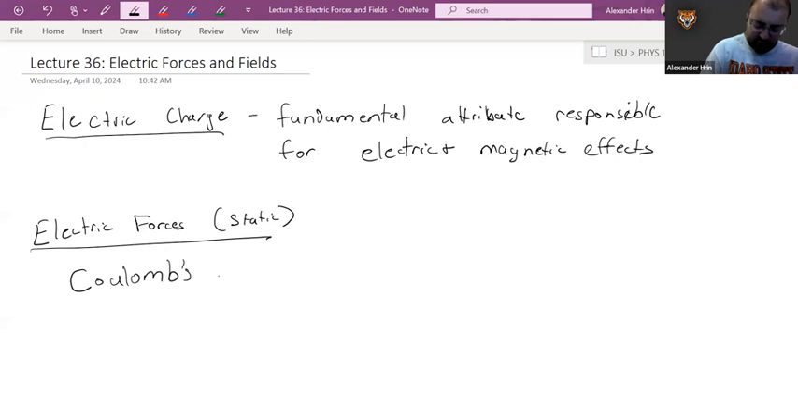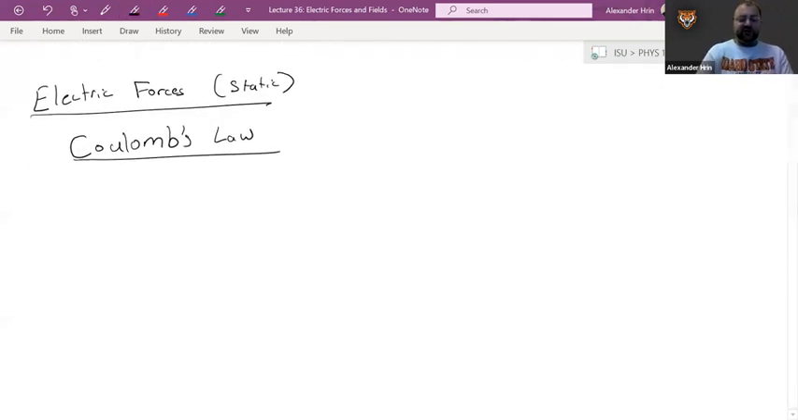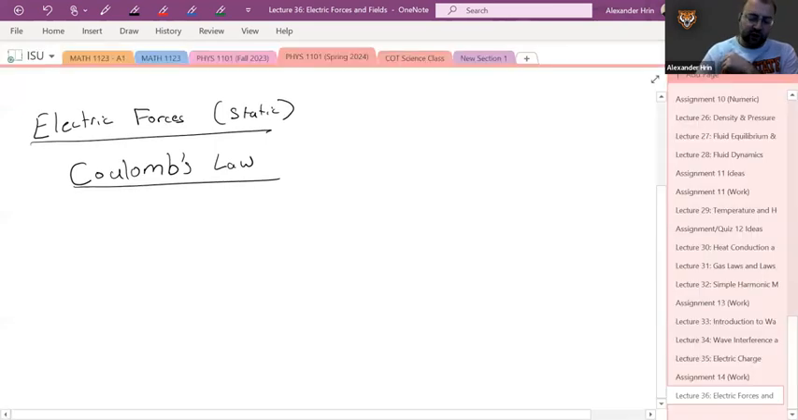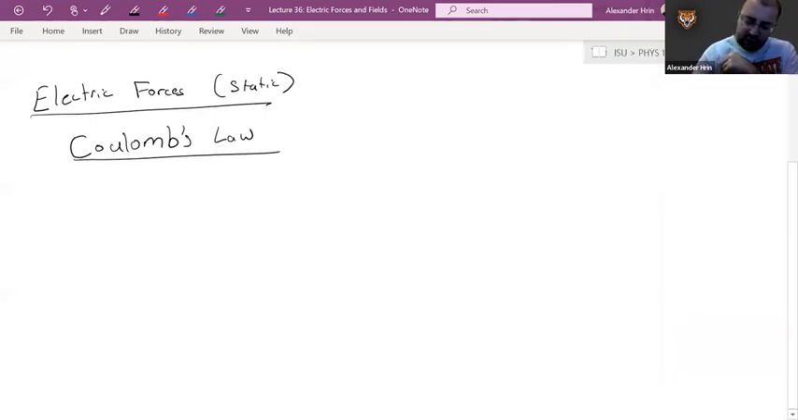This will probably look familiar in form, because it's quite similar to Newton's law of universal gravitation. We'll compare those, but briefly, I just want to indicate what each of the symbols mean. I'll write F sub E. This will be the electric force.